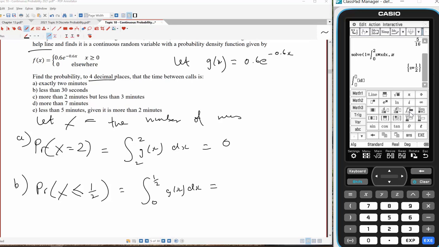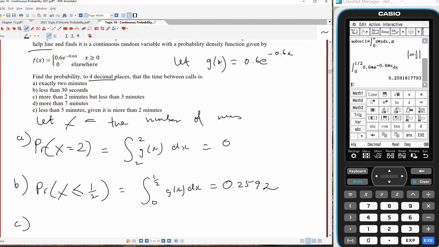So it's a half and 0, and our function is 0.6, shift 4 for e to the negative 0.6x dx. So there it is, there in exact form. What is the approximation? 0.2592.